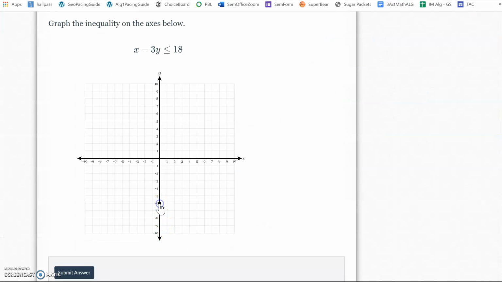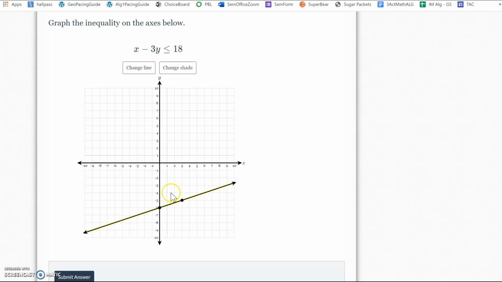Go down to -6, up 1 over 3. The line's going to stay solid. I'm going to shade above the line like we talked about. So like that.